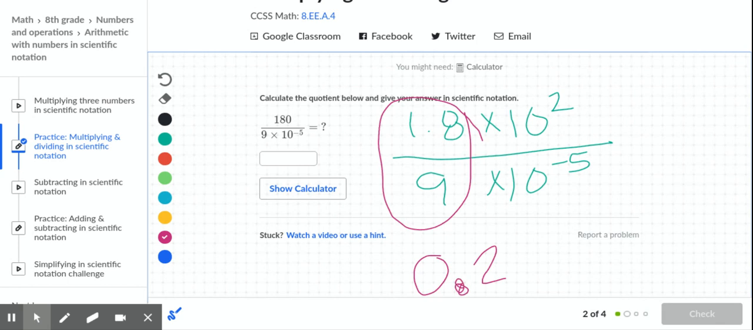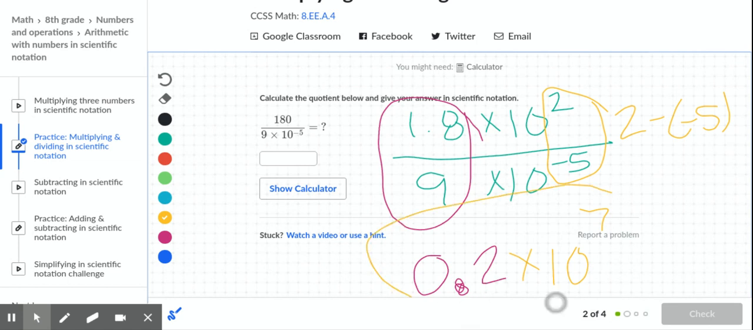But because this is division instead of multiplication, we're going to subtract our exponents. 2 minus negative 5 is 7. But this answer isn't written in scientific notation yet. While this is numerically correct, it's not in the form they asked for. To be in scientific notation, our first number needs to be between 1 and 9.9 repeating. So to make this between 1 and 10, basically, I'm going to need to take my decimal and move it one place over.